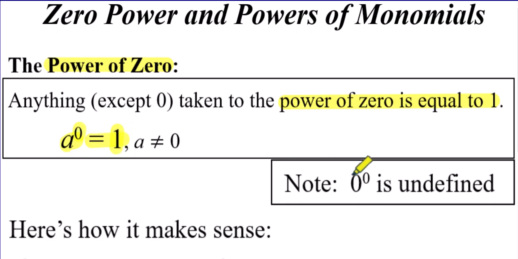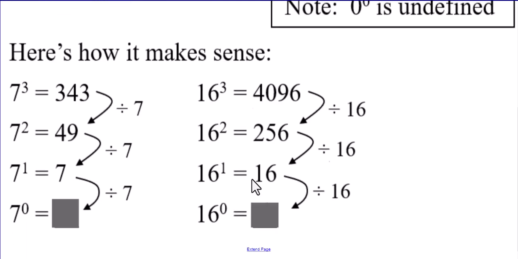Now, in case you're wondering, 0 to the 0 power is undefined, which means there's no mathematical definition for how you can even do it. Now, you might be like, what in the world is all this nonsense about? Okay, let me show you how this actually makes sense. I picked two random bases here, powers of 7, powers of 16. 7 to the third is 343, 7 to the second is 49, 7 to the first is 7.